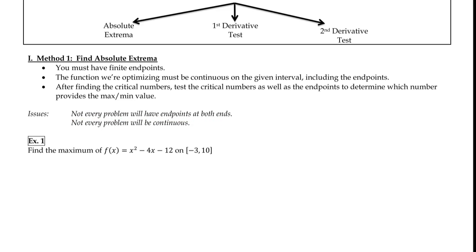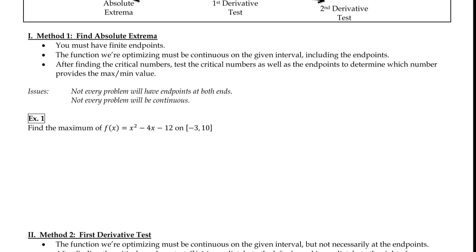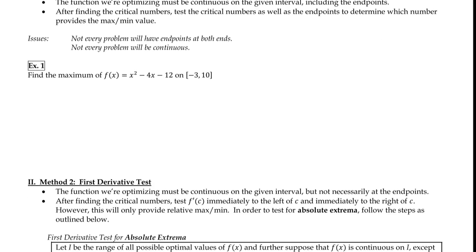Again, these are story problems, but to get used to the methods, I'm just going to use a regular function, and we're going to go through it, okay, to refresh your memory. Again, this is an awesome way to review Chapter 3. Find the maximum. Notice it didn't say absolute or relative, but we know if they don't say anything that they mean absolute. The first method, what you do is you find your critical numbers first.